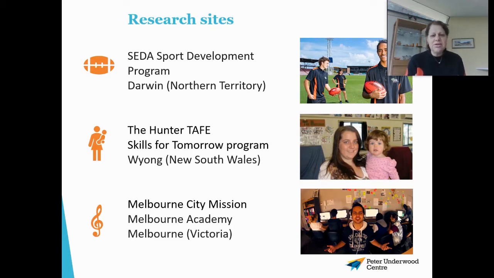But the 3 sites were the CEDA Sport Development Program in Darwin in the far north of the Northern Territory, the Hunter TAFE Skills for Tomorrow program, which was in a regional area north of Sydney in New South Wales, and the Melbourne Academy in Melbourne, the state capital of Victoria.